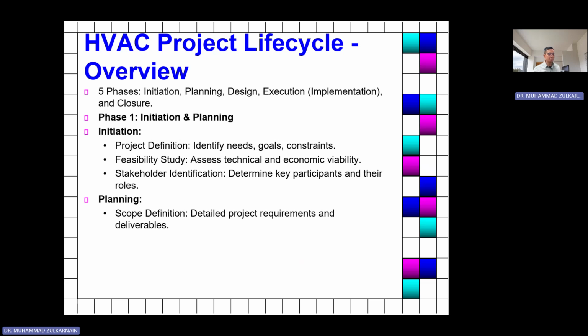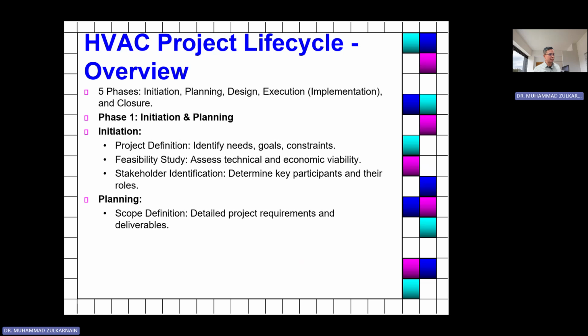So we study the condition of the building design and the sun exposure, and the environment, whether it is nearest to an industrial area or maybe nearest to the highway. We also consider that in the planning. Initiation: project definition, identify need, goal, and constraints. Feasibility study: assess technical and economic viability. Stakeholder identification: determine key participants and their roles.